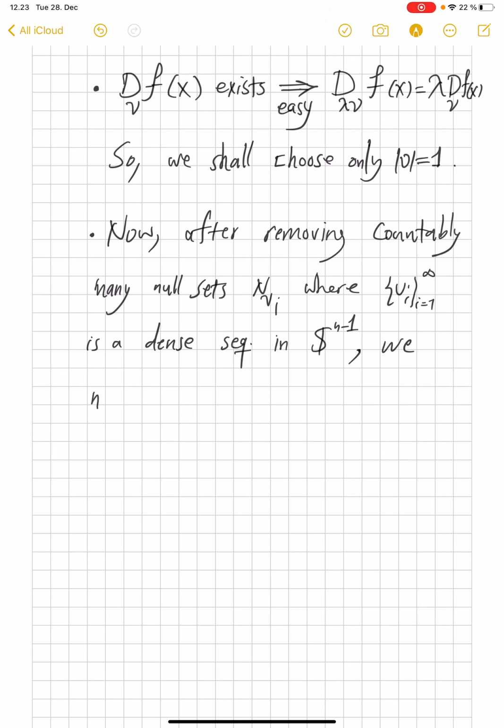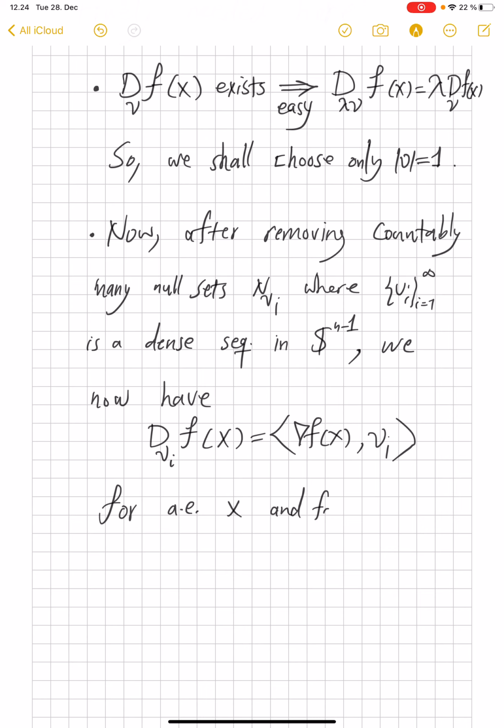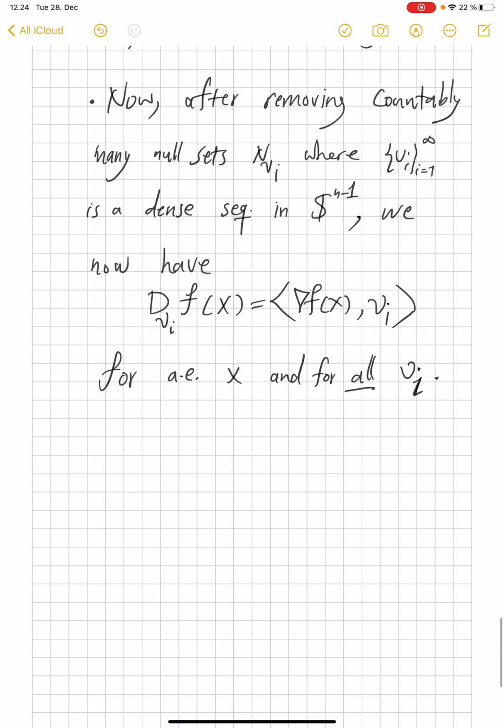We now have this star, so we know that the directional derivative along vi of f at x equals the gradient of f at x dotted with vi for almost every x and for all vi. So we almost achieved that optimal case where we wanted that to be true for all v. It's not true for all v, but it's true for a good collection of them. And that good collection is just sufficient thanks to the Lipschitz condition.